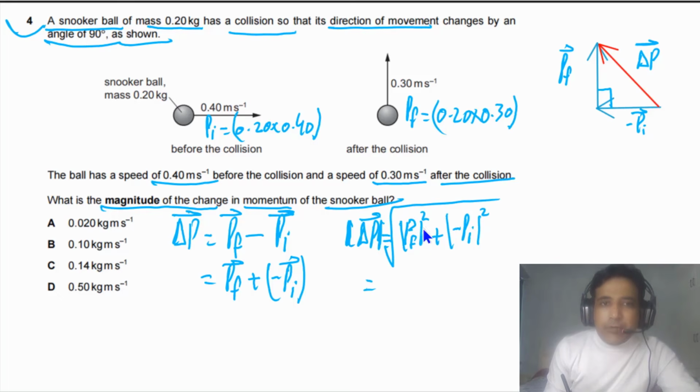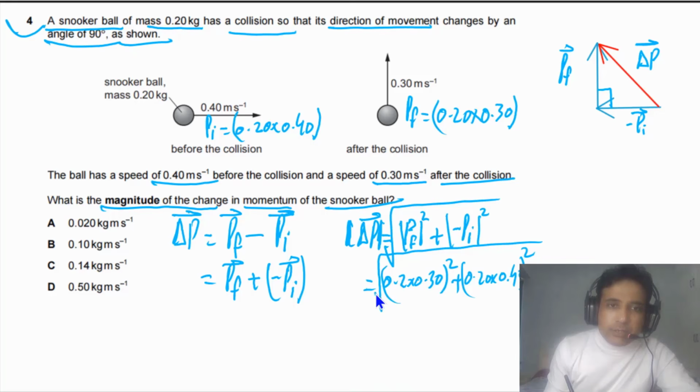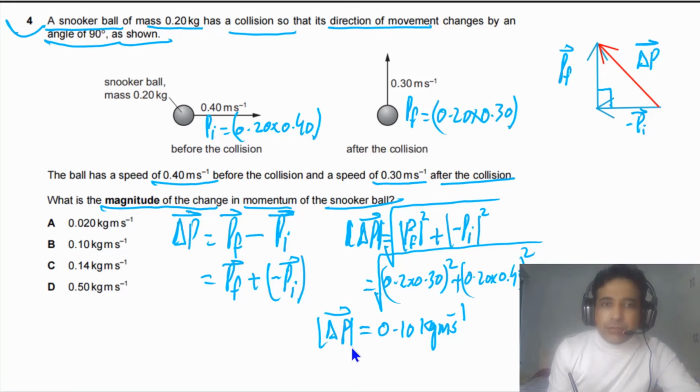Now, if we plug in values, for P final we have 0.2 times 0.30, squared, plus we have 0.20 multiplied by 0.40, squared. If we take the square root, our final answer will be 0.10 kg meter per second. So this is the magnitude of the change in momentum, and the change in momentum has to be along this line.